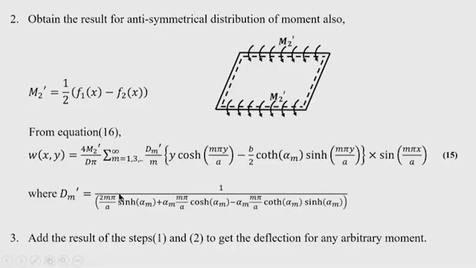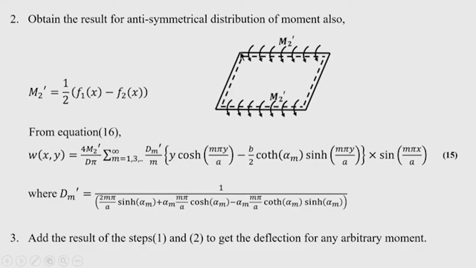But given the moment distribution on the two opposite edges, any moment distribution, we first decompose into two functions. One is the symmetrical function, that is, if the edge moment in one edge is f 1 and the edge moment in another edge is f 2, then the symmetrical distribution of function will be f 1 plus f 2 divided by 2. The antisymmetrical distribution of function that we take in the second case will be f 1 minus f 2 divided by 2. So, two cases are analyzed separately with the help of our known results, and then we superimpose the two results of deflection to get the deflection for any arbitrary moment.